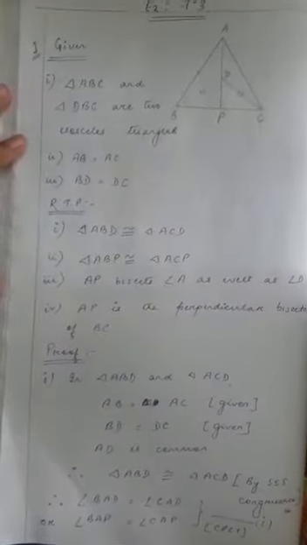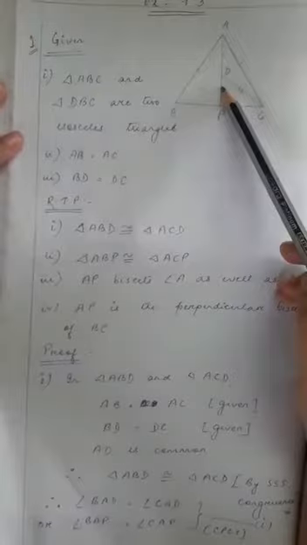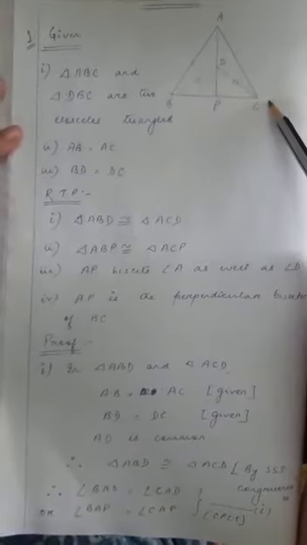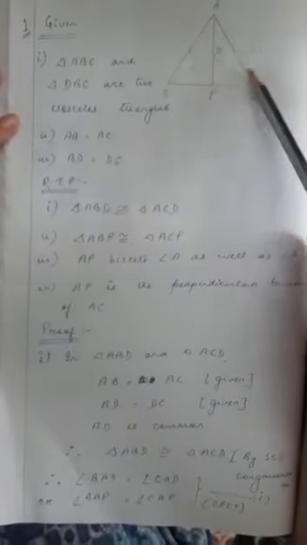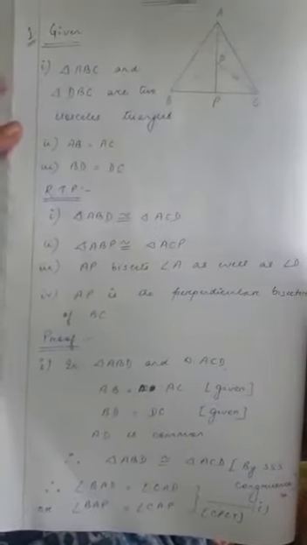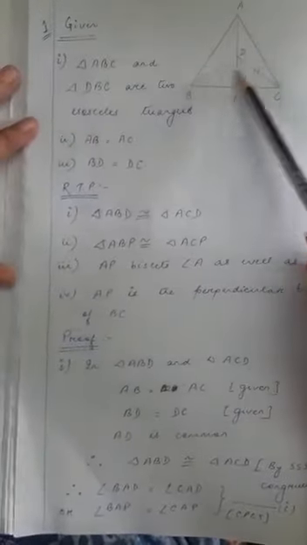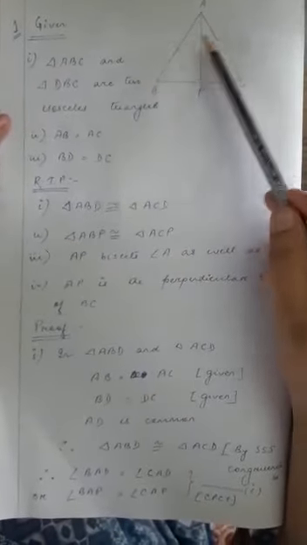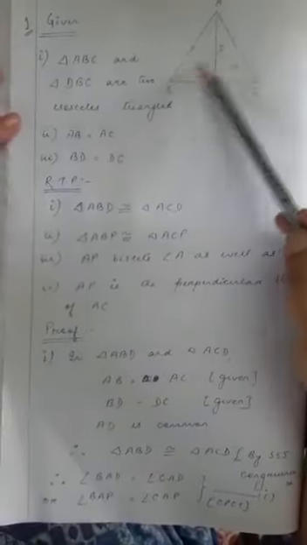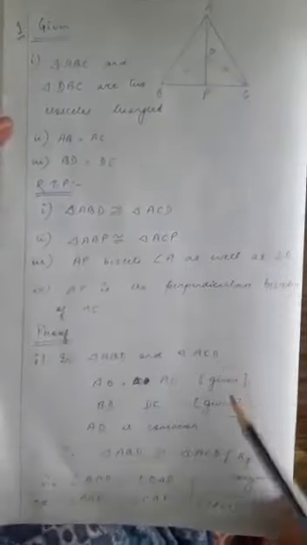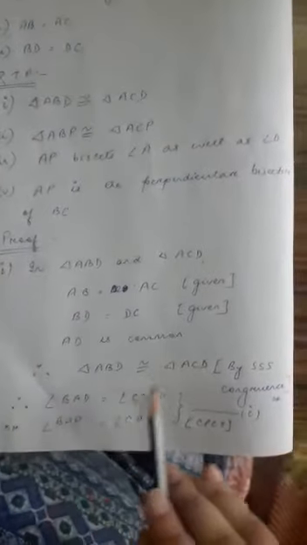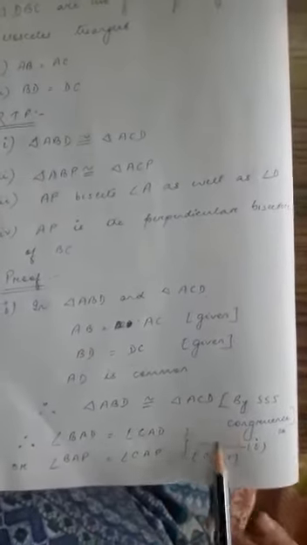So let us start with the first proof, that is triangle ABD is congruent to triangle ACD. Let us consider these two triangles. AB is equal to AC, it is given to us. BD is equal to DC, it is given to us. And AD in these two triangles is common. So we can say that these two triangles are congruent to each other by SSS congruency. I have written here triangle ABD is congruent to triangle ACD by SSS congruency.